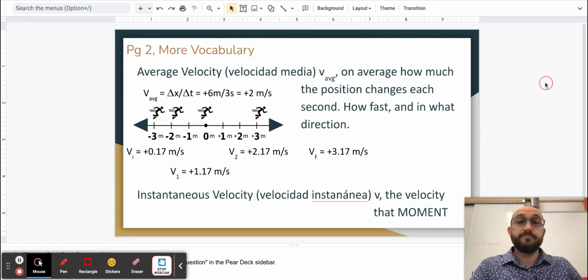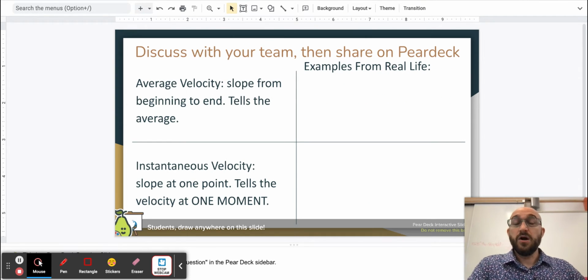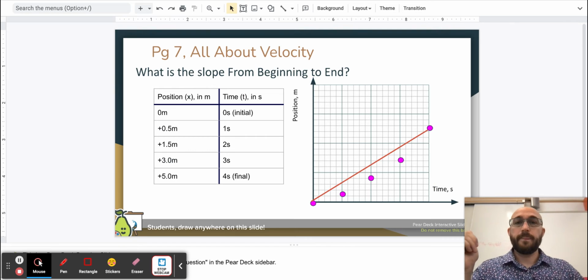All right. Now, page 7. Oh, sorry. This is an activity that we're doing in class where we reflected. Now, page 7. All about velocity. So here we got this position time data from last class. Here we got our graph from last class.